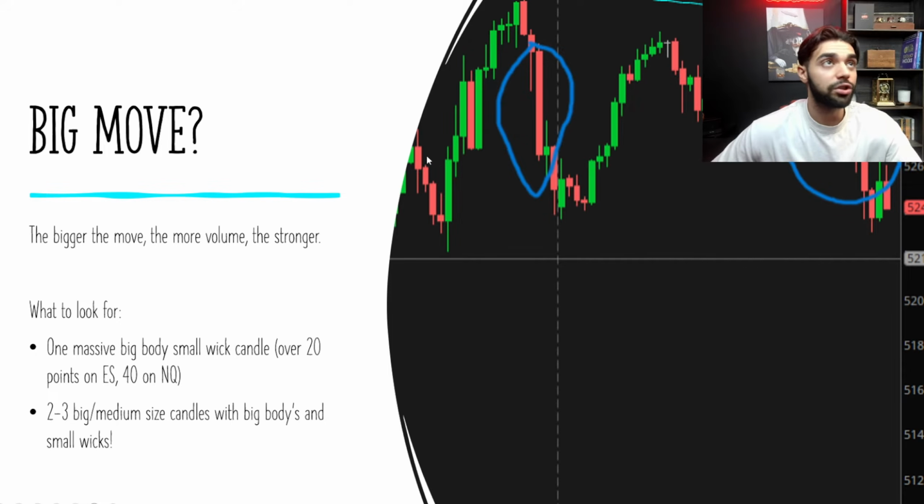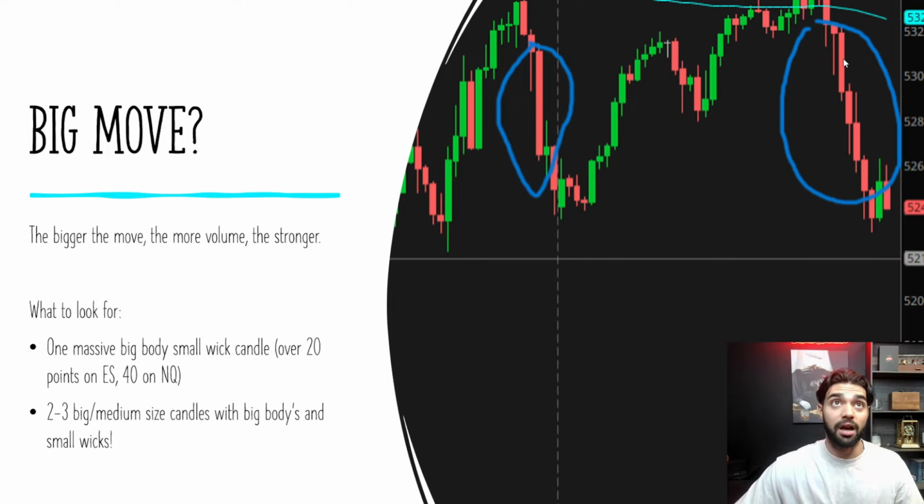Now the big move, right? The big move just means volume and momentum. So what I look for is a massive big body, small wick candle, over 20 points on ES, 40 points on NQ, the two things we trade if you remembered from the last video. If not, you should go back and watch that. Or 2 to 3 big or medium sized candles with big bodies and small wicks to classify. So if I don't see that on the move down or up, I'm not going to make it a supply or demand zone. If you have any kind of confusion whether it is a supply or demand zone, it's probably not a supply or demand zone, right?